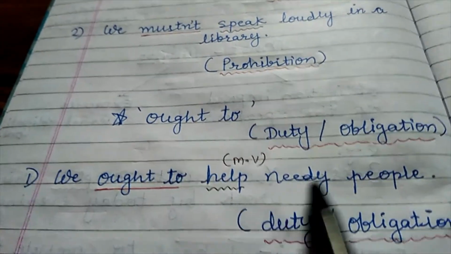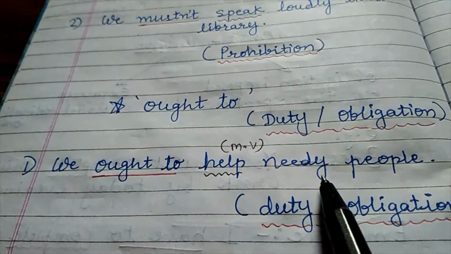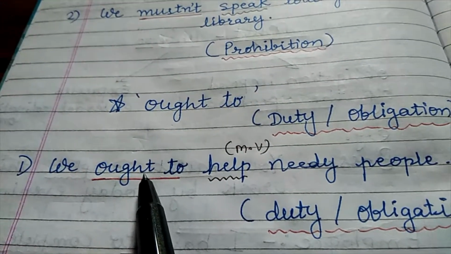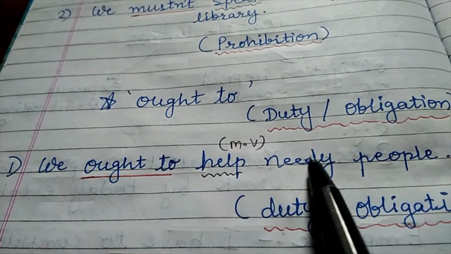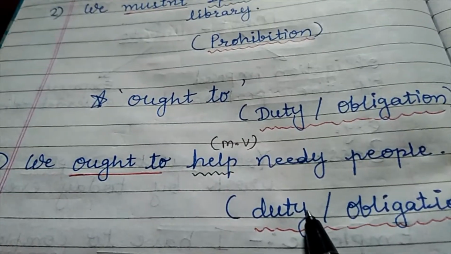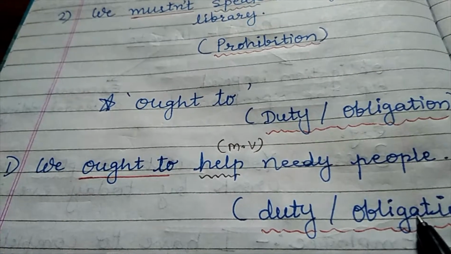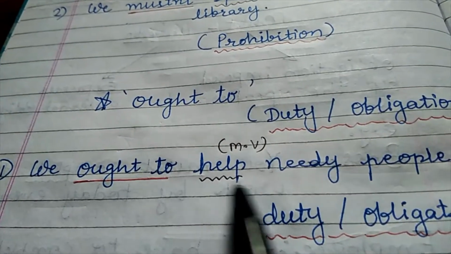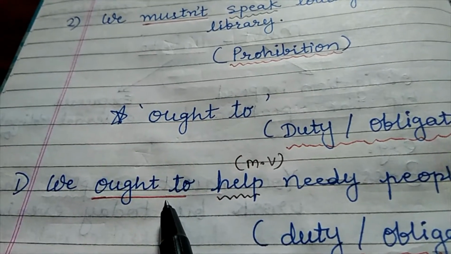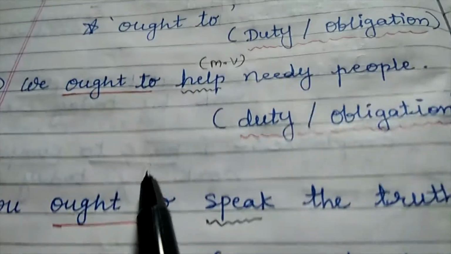We ought to help needy people. From this example, the meaning of ought to is similar to should, means we ought to help needy people, means we should help needy people. So it is our duty or our obligation, means if it is possible to help needy people, then we ought to do it. So ought to is used as a modal auxiliary.